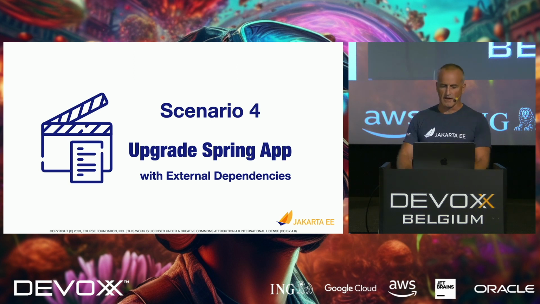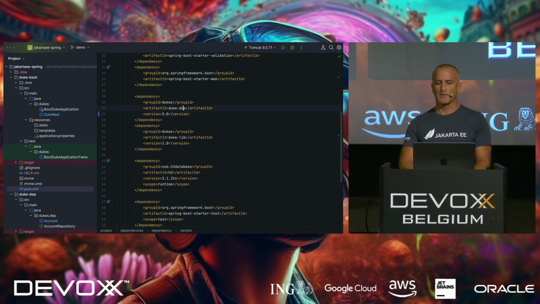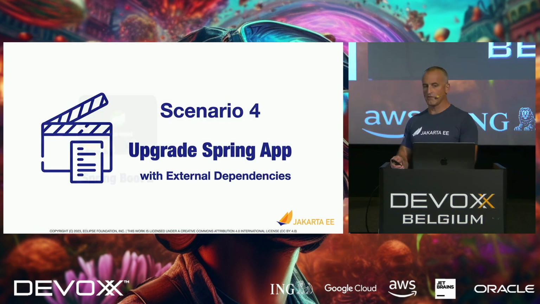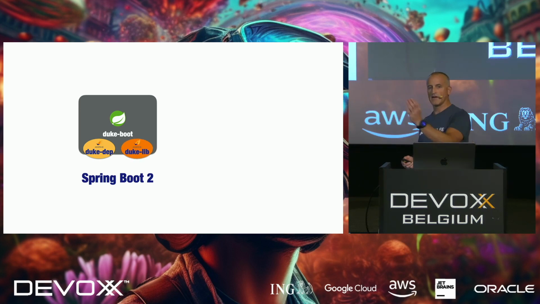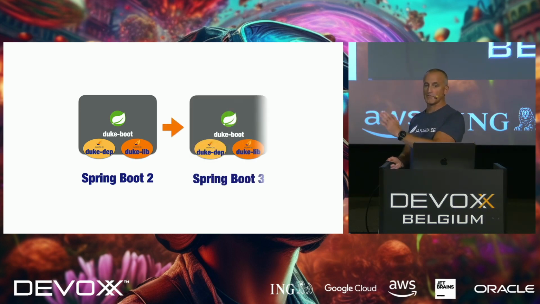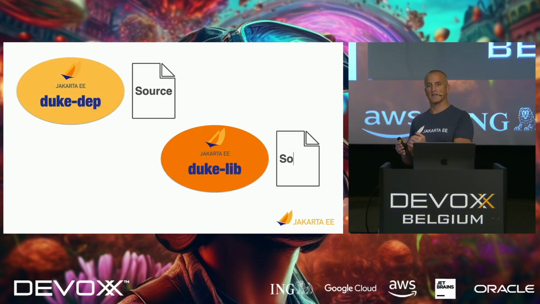So if you look at the code, you may notice that I didn't only have the Duke dependency, I have a Duke lib as well. And the problem with the Duke lib is I need to transfer that one as well over to Spring Boot 3. And my issue here is that it was easier with the Duke dependency because I had the source code. But for Duke lib, I don't have the source code.